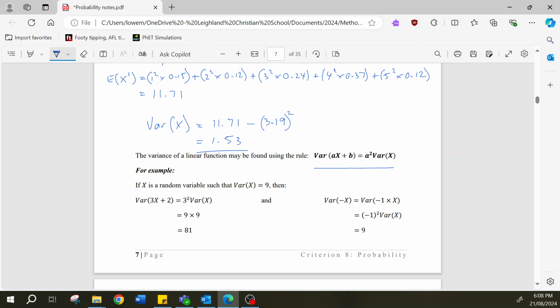Now if we had something similar like variance of negative x, then that can be calculated by going the variance of negative 1 times x, obviously, and so we square the negative 1 and multiply that by the variance of x, which is 9, which we're given here. It's just as an example, so it's really just to be aware of. I hardly ever have seen questions relating to that, but better to be aware of it.